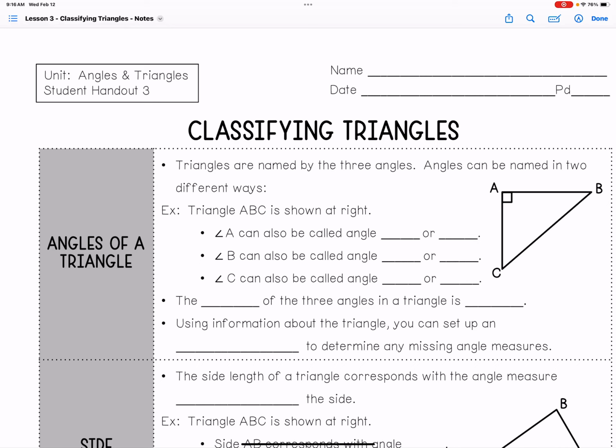Welcome in, unit angles and triangles. Student handout number 3, classifying triangles.